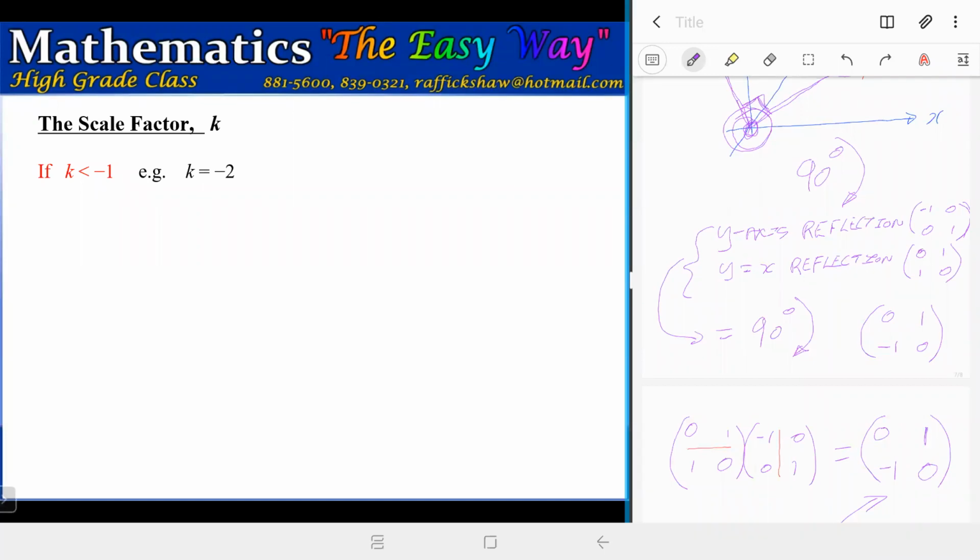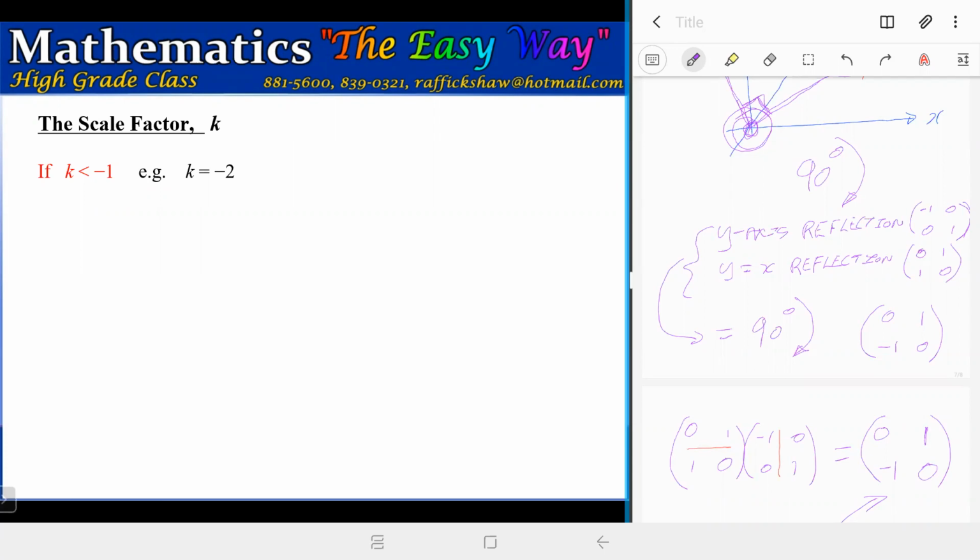Now what does the negative do? The negative will invert it so that the image and the object are now pointing in opposite directions. And it's also going to put it on the opposite side of the center, so the center is going to be between them. If the object is on the right, the image is going to be on the left. That's what the negative does. The negative inverts the object and puts it on the opposite side of the center.